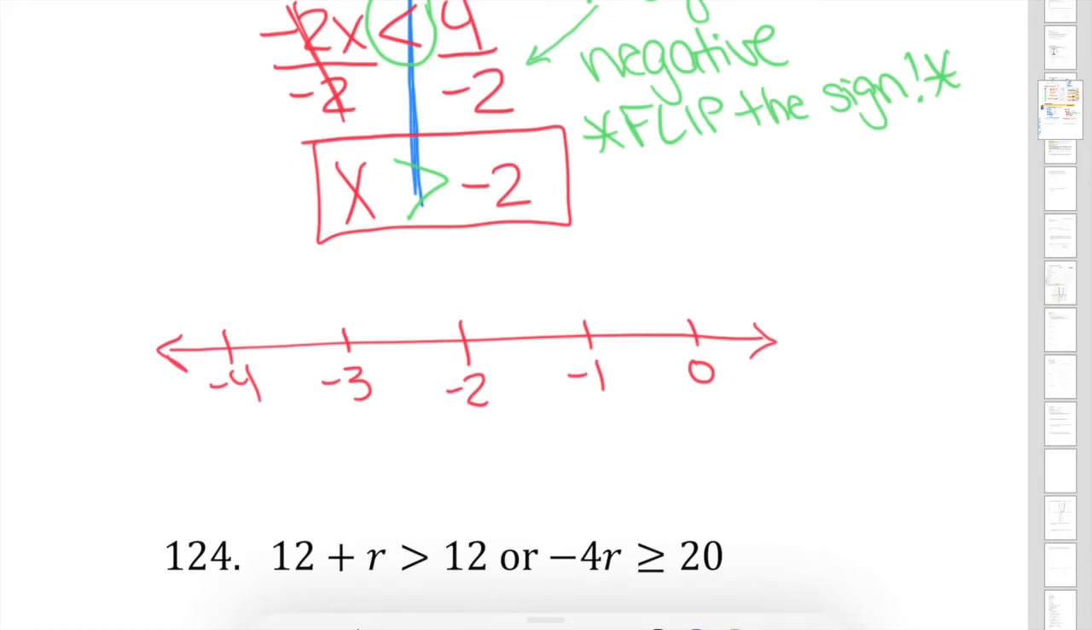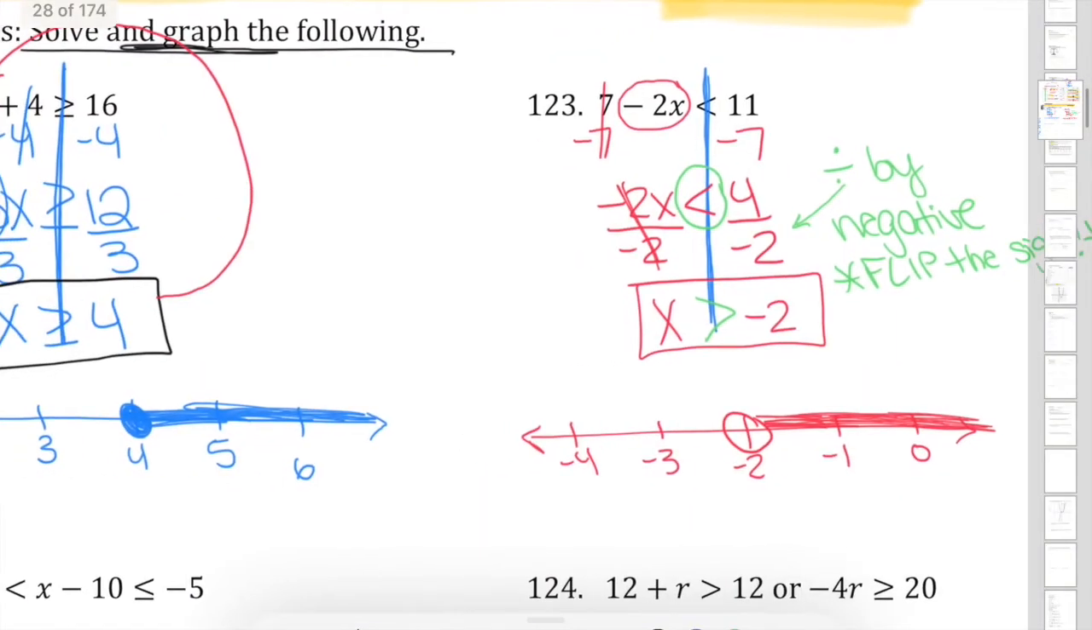Okay, now remember those two questions you have to ask yourself. First, is it open or closed? Our symbol here is a greater than. It doesn't have the or equal to. That means -2 is not included. It's not equal to x. All that's included in the solution are the values greater than -2. So I have an open circle and I shade to the right where my numbers are greater than.